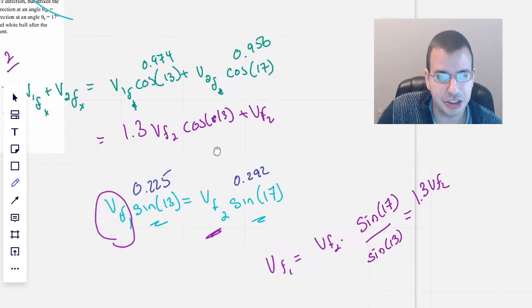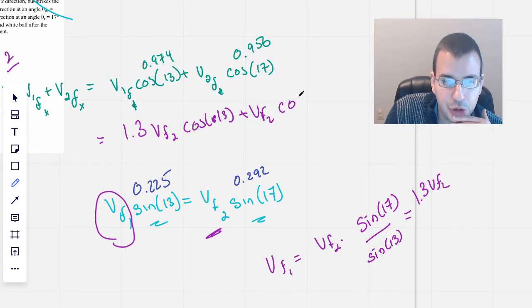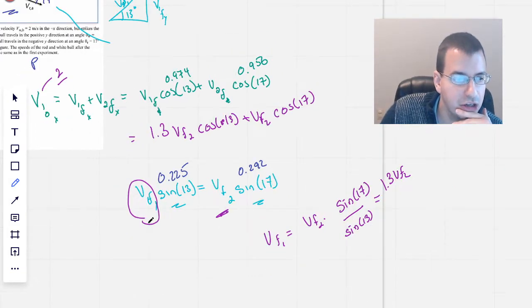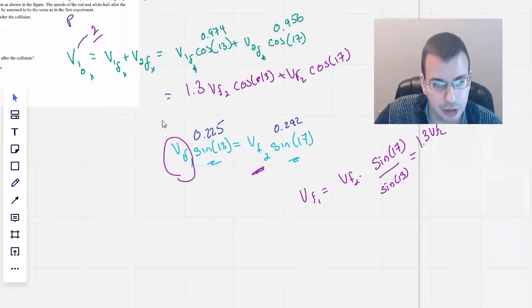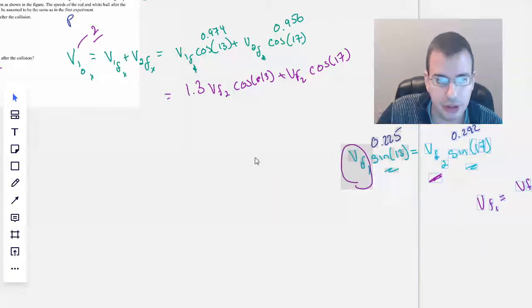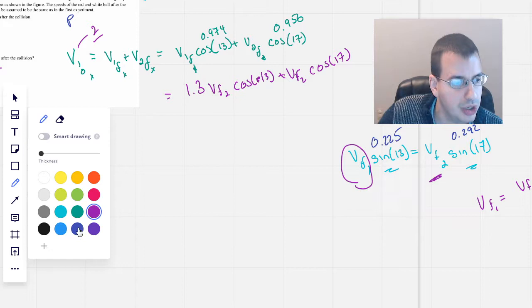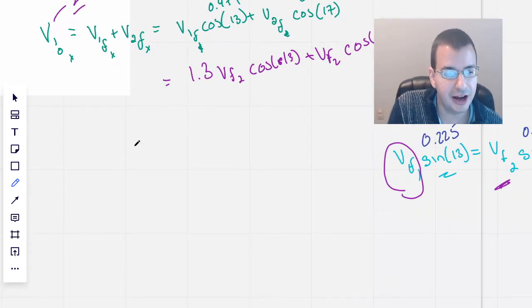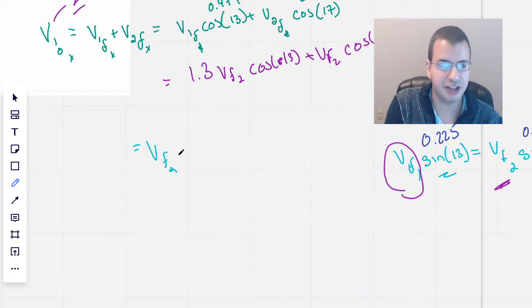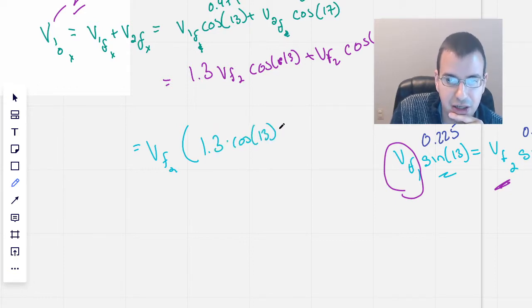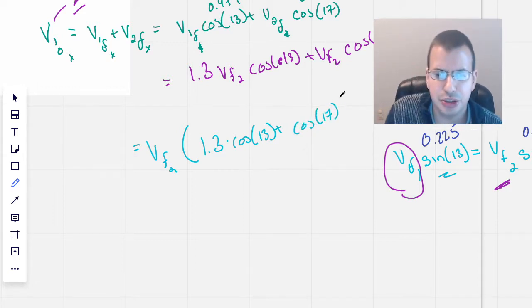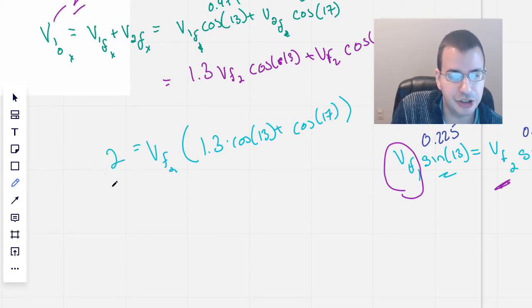VF2. I know, my notation's going quickly downhill. Cosine of 17. So if we factor out the VF2 here and rearrange things, so I'm going to move this out of the way. There we go. So we have the final velocity of 2 times 1.3 times the cosine of 13 plus the cosine of 17. That seems right, seems reasonable. And we know that'll equal 2, our initial velocity.